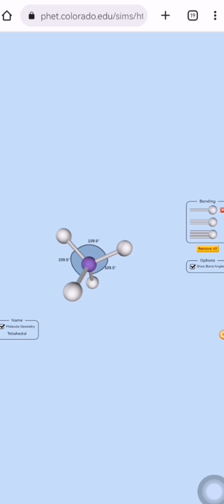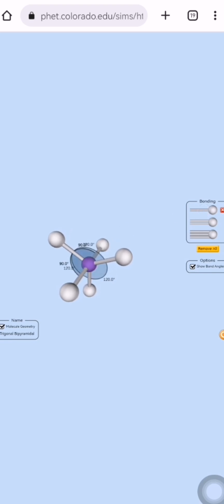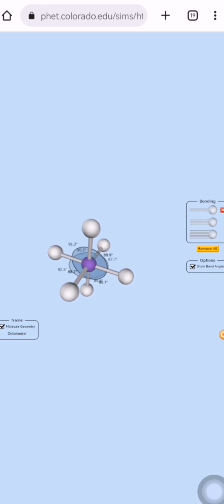For our next shape, it is the trigonal bipyramidal. It is adding 1 bond to create 5 bonds to the molecule. Example for this is the phosphorus pentachloride or PCl5. Lastly, we have octahedral, adding 1 bond again to the molecule. Example for this is the sulfur hexafluoride. Now you cannot add any bond to the molecule.